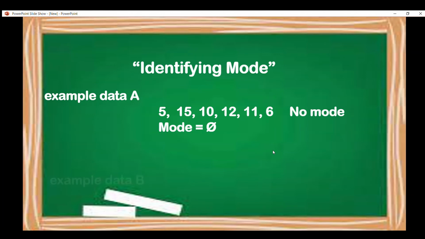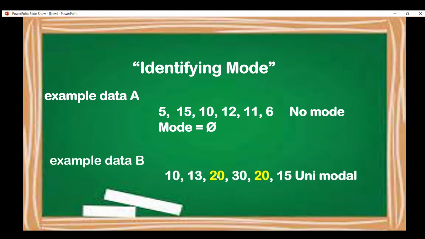Alright, what about example data B? Example data B: 10, 13, 20, 30, 20, 15. It says here it's a unimodal. Why unimodal? Among the scores, there exists one score that repeats, and that is 20. Okay, so it has higher frequency compared to the other ones. It occurs twice, while the other ones occur only once. So we have only one number that occurs more than the other, so it's a unimodal. Therefore, your mode here is 20.